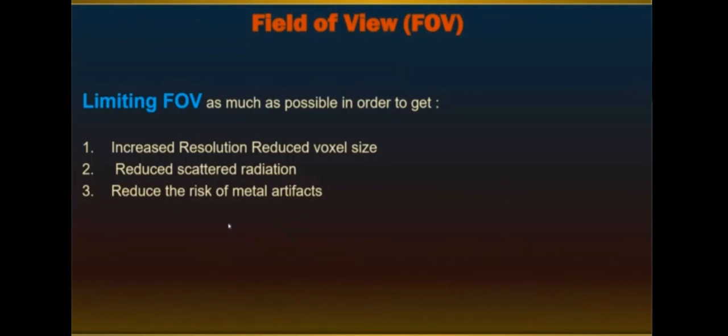We try to limit the field of view in order to increase the resolution of the image. I don't want to go very deep into physics, but when you decrease the area to be scanned, automatically the voxel size, or the resolution, becomes better. So we try to use as minimum FOV as possible. Second is to reduce the risk of metal artifacts. Later, after this point, we're going to go to the metal artifact issue.